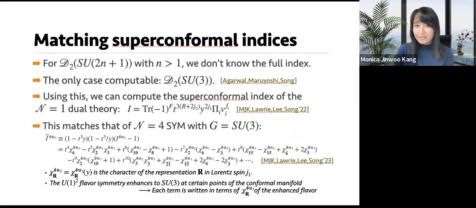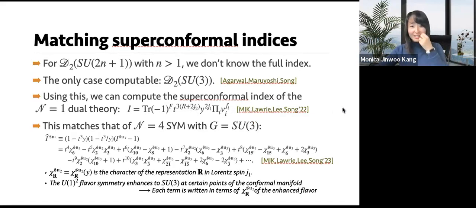For D2 SU(odd) with N bigger than 1, meaning SU(5) and above, you don't really know the full index, so that would be impossible to compute. The only case that is computable from the known understanding is D2 SU(3), which is the lowest limiting case that we know, coming from this. Using this, we can compute the superconformal index of this dual theory, and it'll give you this. Now, j1 and j2 are Lorentz spins, that's our symmetry, and that's the flavor symmetry.